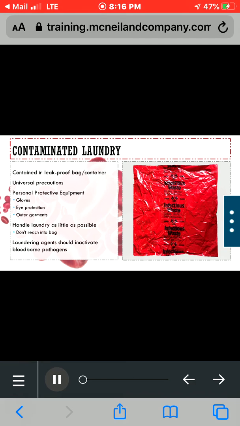If blankets, towels, and an employee's clothing or any other type of laundry is contaminated, it should be removed as soon as possible and contained in a leak-proof bag or container labeled with a biohazard symbol. While handling contaminated laundry, universal precautions should be taken and personal protective equipment should be used. The laundry should be handled as little as possible, and when laundered, the soiled laundry should be cleaned according to the manufacturer's recommendations using a cleaning agent that inactivates bloodborne pathogens.